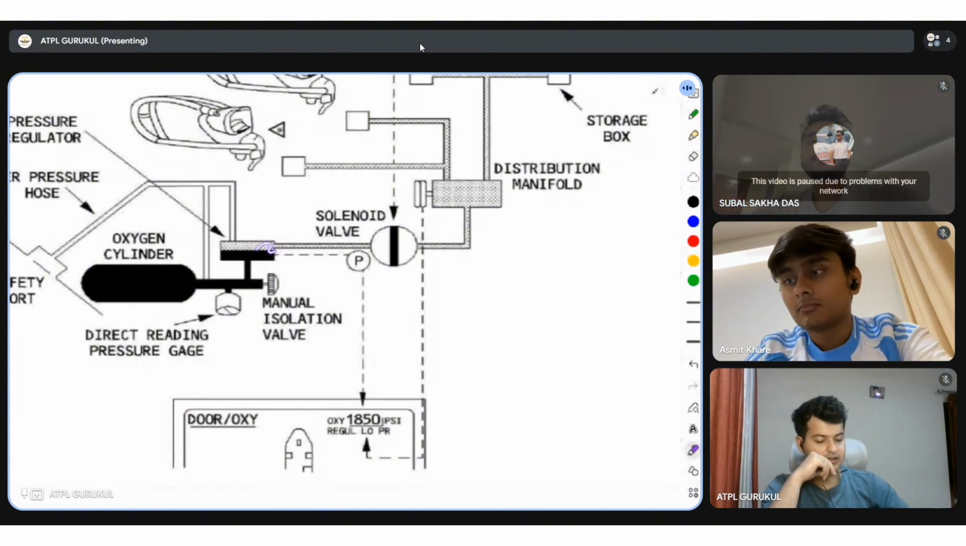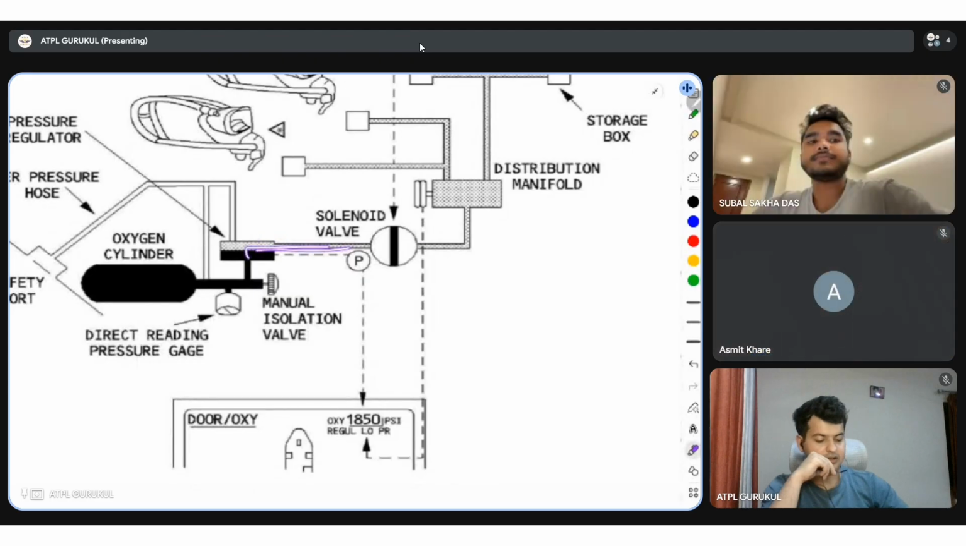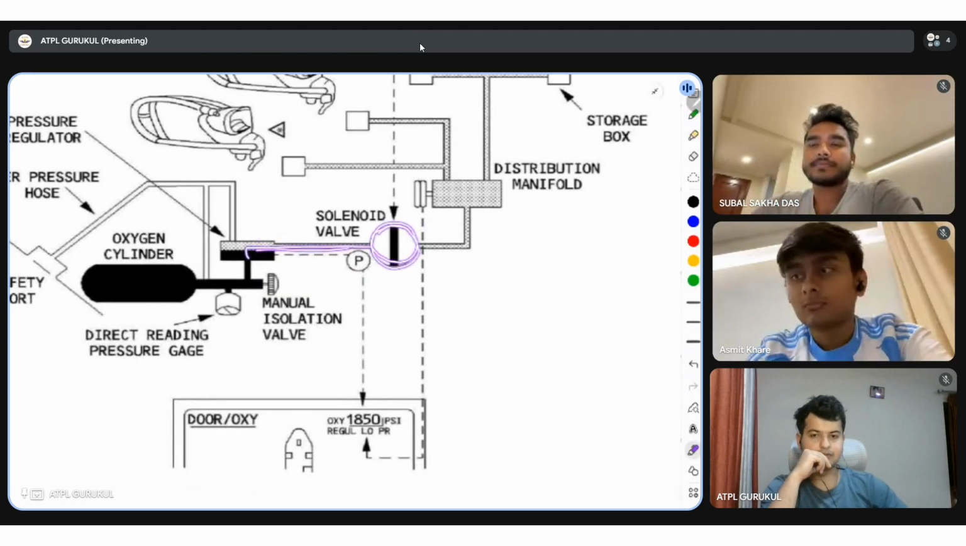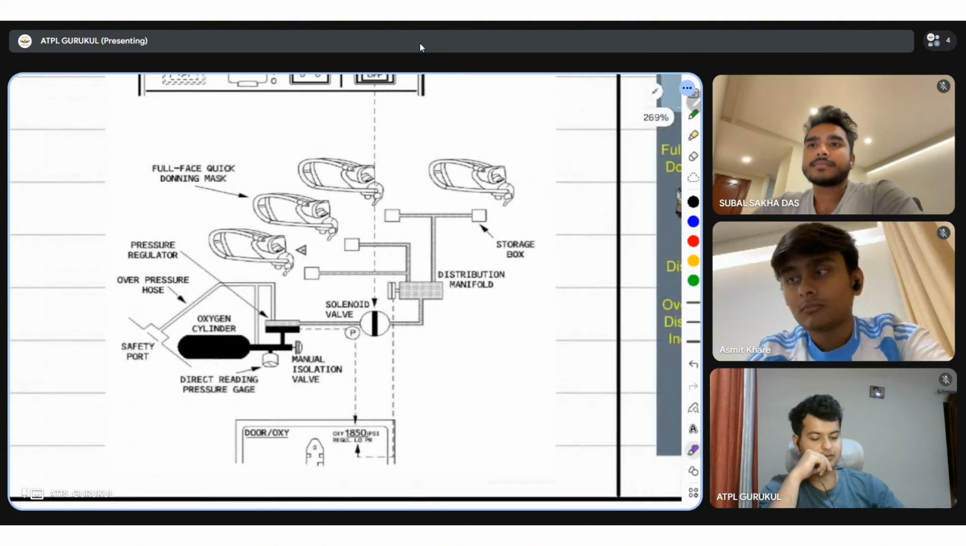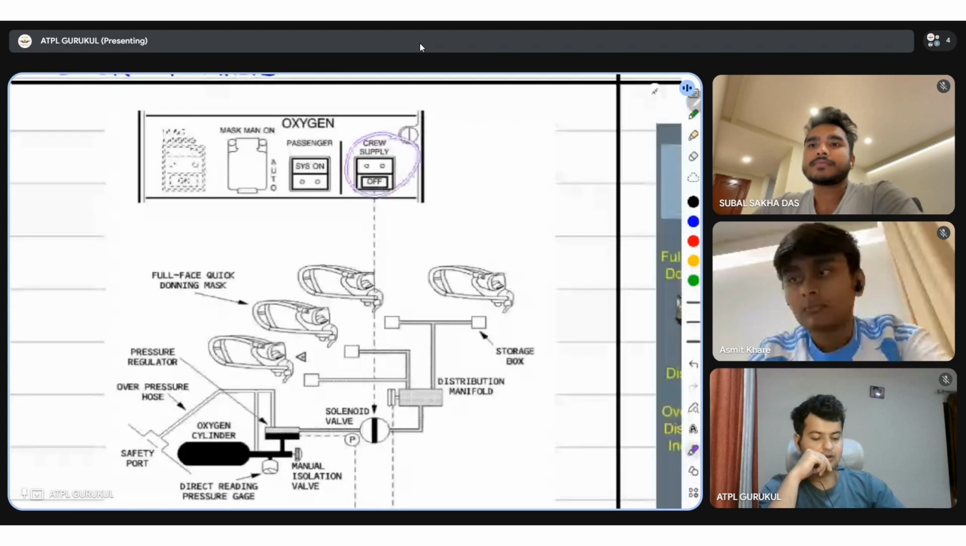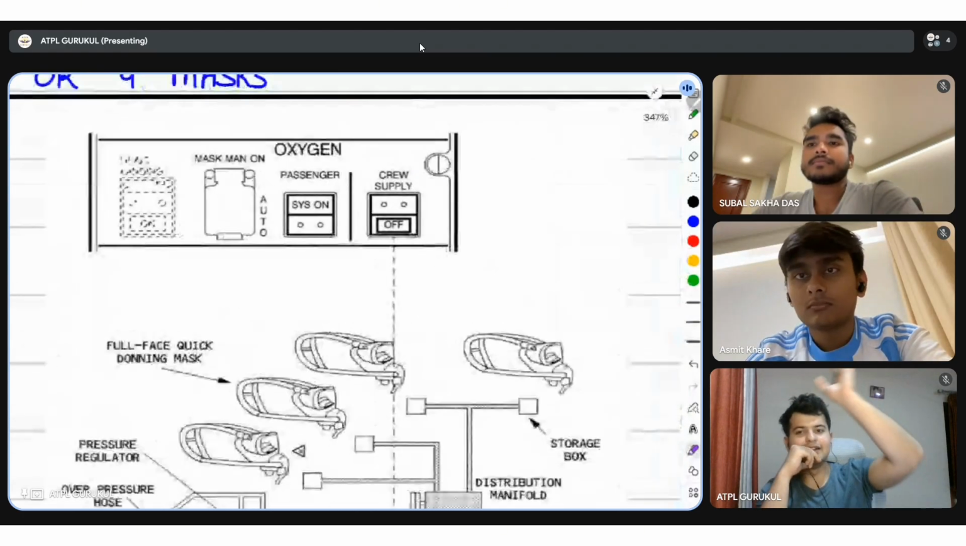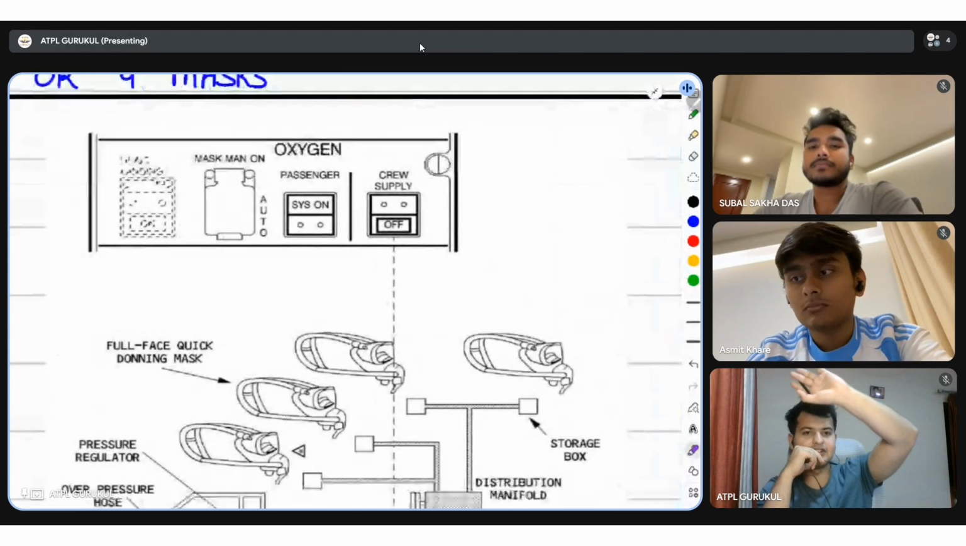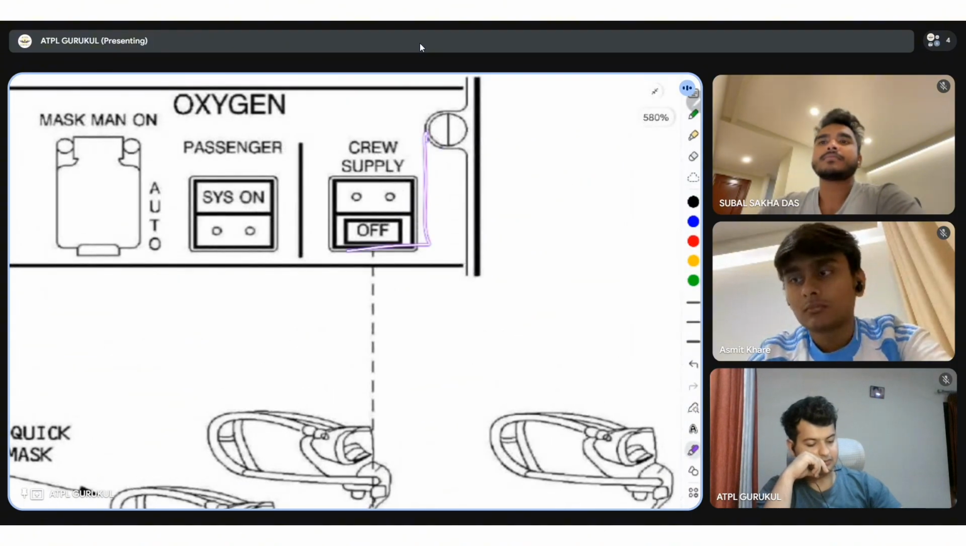Anyways, going forward, from here your oxygen pressure is coming here, and you have a solenoid valve here. This solenoid valve is basically a cutoff valve. It can cut off the oxygen supply to any of the masks, and this particular valve is controlled from the overhead panel. On the overhead panel, this is on the left hand side. There is this crew supply button.